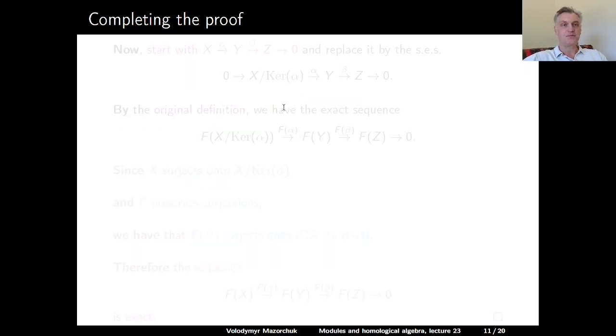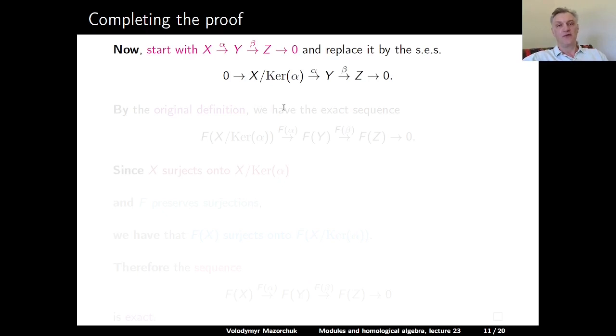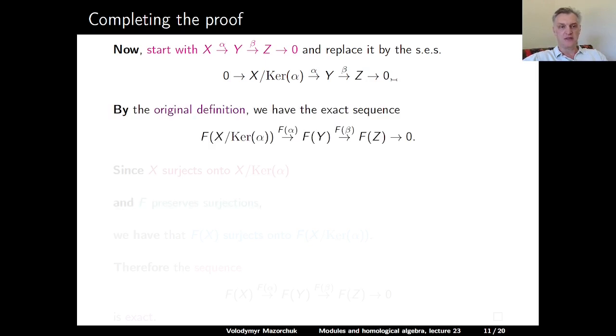That's clear. So now let us start from a short right exact sequence, as in the formulation of the lemma, and let us replace it by a genuine short exact sequence. Then it will have the following form: 0 goes to x modulo the kernel of alpha, and then this goes by alpha to y, by beta to z, and then to 0. That's a short exact sequence.